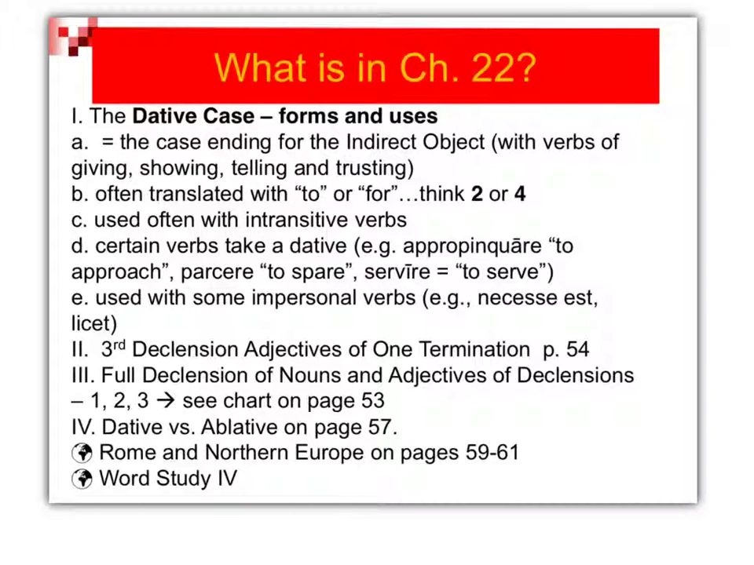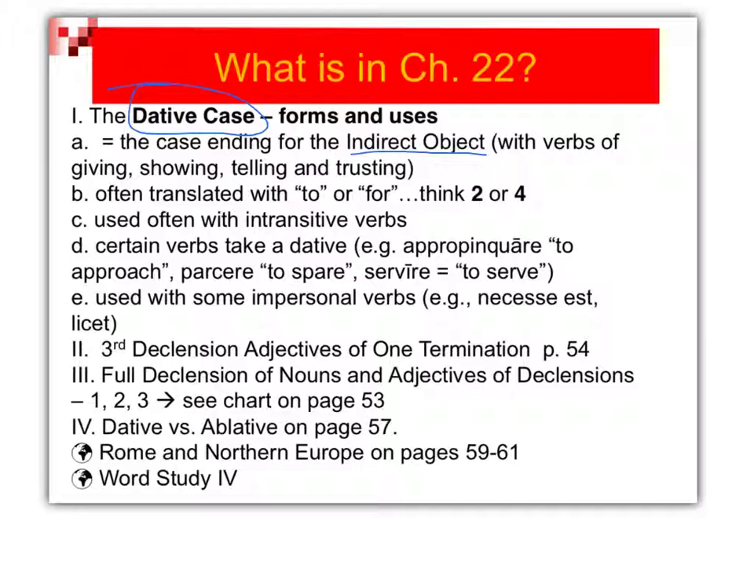Well, I'll tell you. We're dealing with the dative case, and you've been seeing this case all along. It's used for nouns and adjectives, but now finally in chapter 22 they're presenting it to you formally. The most common use of the dative case is for the indirect object. So we'll talk about what that means.